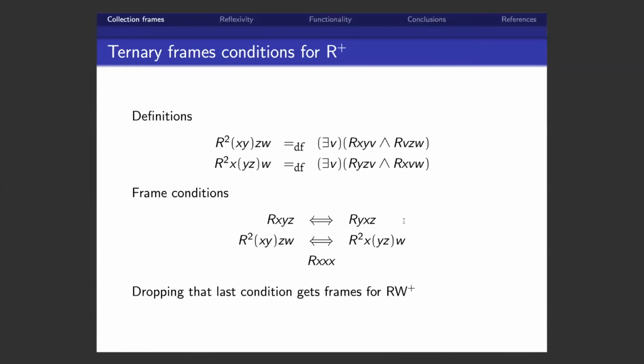So the first frame condition is that you can permute the first two points. That's fine. And then the second condition says that the association in the first three points doesn't matter. You can move it back and forth. And then we have this third condition, which is a kind of contraction condition for R. And of course, if we drop that condition and just have these first two, we get frames for RW.